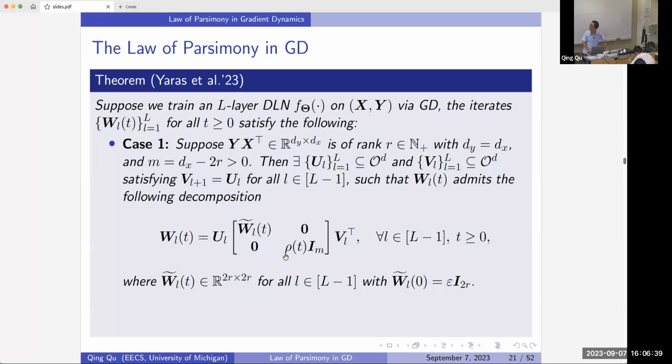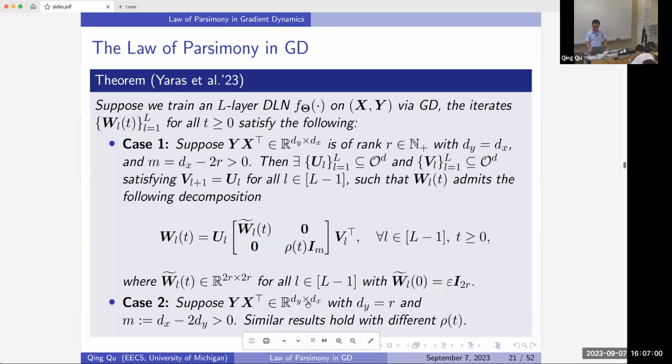So you can imagine this rho is related to the initialization scale, epsilon. You can just think of rho as being equal to something dependent on epsilon. If epsilon is small, then the rest of the singular values could be pretty small.